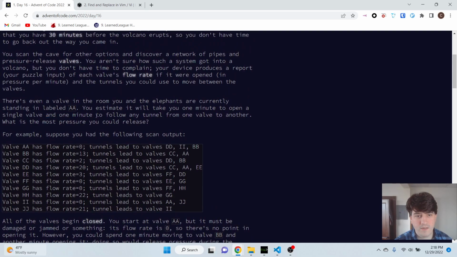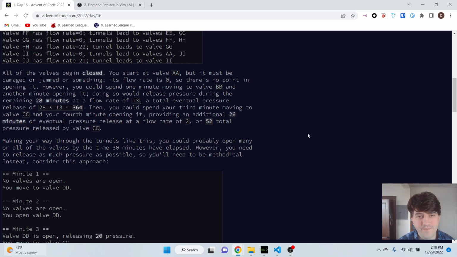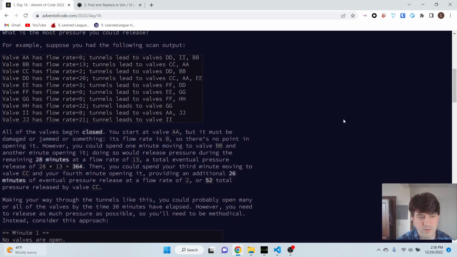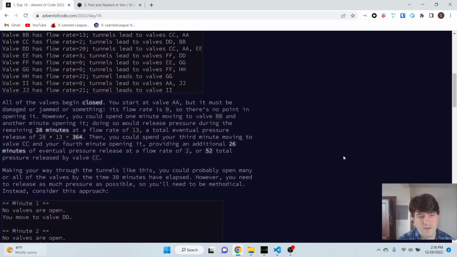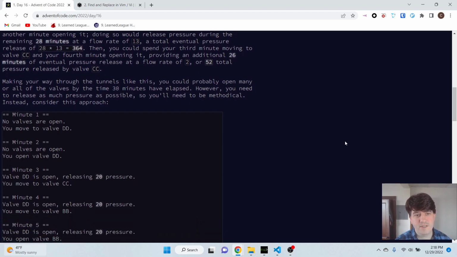Takes 1 minute to follow any tunnel from one valve to another. In doing so, it would release pressure during the remaining 28 minutes at a flow rate of 13. A total eventual pressure release of the product of those. Then you could spend your third minute moving to CC, and so on and so forth. Making your way through the tunnels like this, you could open many or all the valves by the time 30 minutes have elapsed. However, you need to release as much pressure as possible, so you'll need to be methodical.